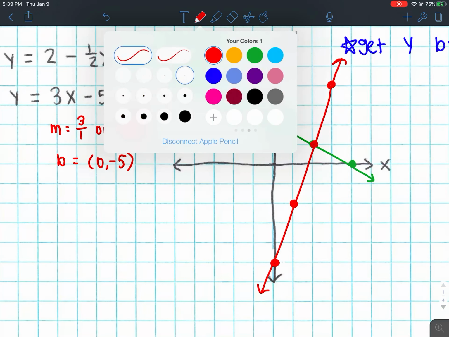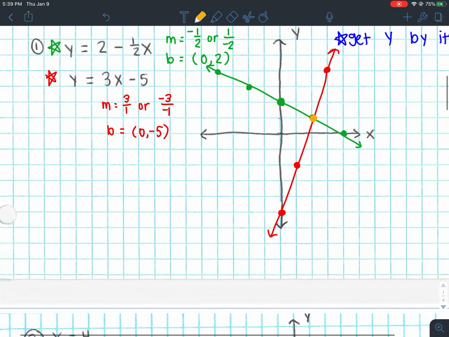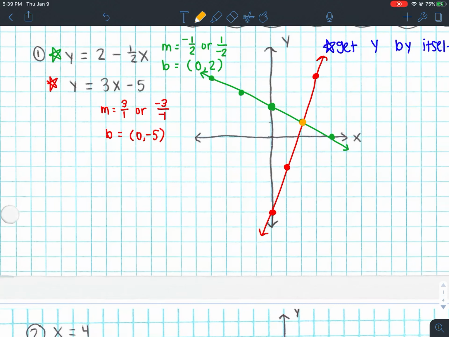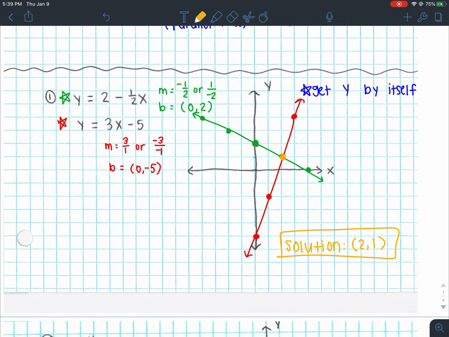Now, did you notice that one of the points that we plotted overlapped a point on the green line? They share a point at this section here. They cross once, which tells me I have one solution. Well, what is that solution? The solution is the point or ordered pair where they cross. So here it crosses at positive (2, 1). That's our solution to this system.